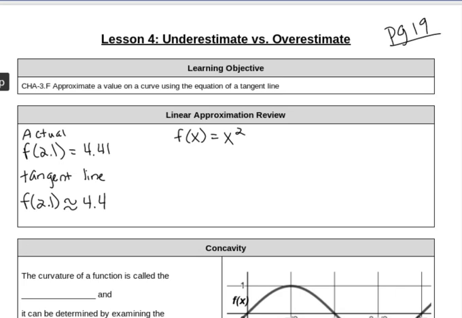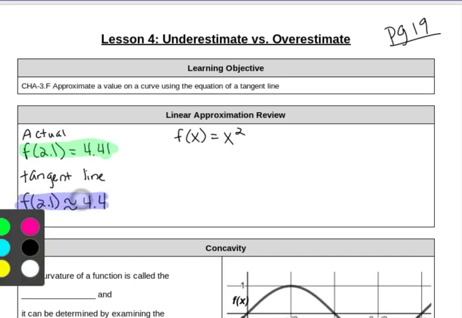If we take a look at those two values, they are definitely close, right? The actual 4.41, the approximation just straight up 4.4. 4.4 is a little bit less than 4.41, right? Think about $4.40 versus $4.41. So this was an underestimate, right? We used our tangent line, we found an approximation, and it was an underestimate. We want to be able to figure out whether something is an over or underestimate without having to calculate the actual value every single time, because that's going to get annoying real fast.